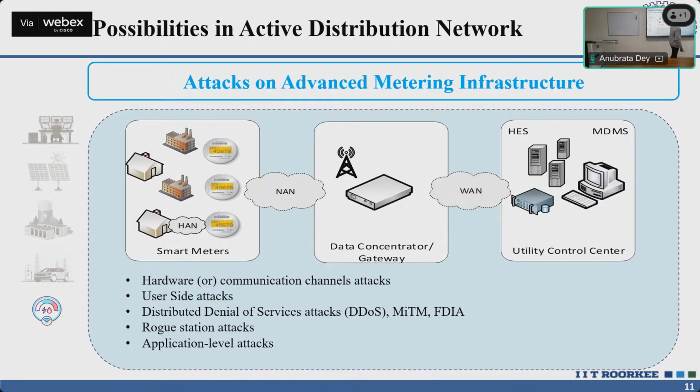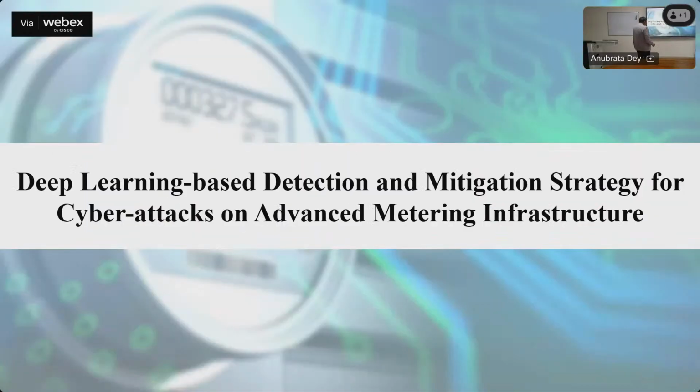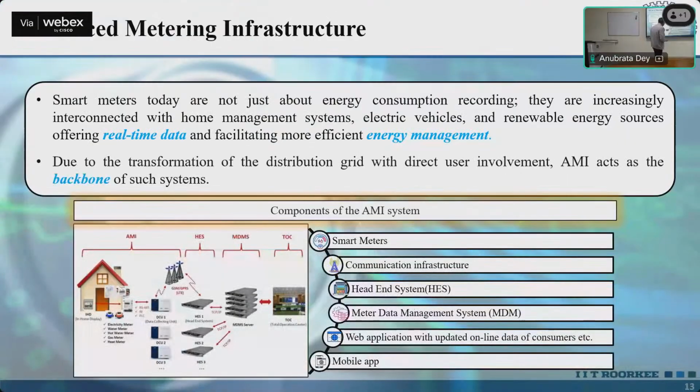And then finally, you have your utility center, where you have the meter data management system or any other systems, and there you have the WAN. So at all these points, everywhere, you can have the possibility of attacks at the distribution level. Now let us see one case study of some smart meters, how the attack can be possible, and how they are doing the attacks.